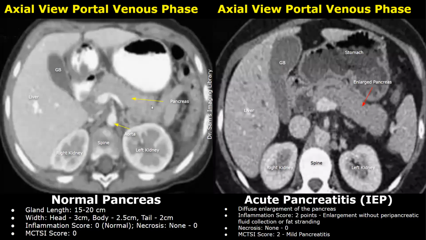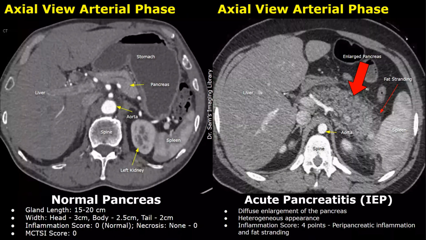and over here is another image of acute interstitial edematous pancreatitis. The pancreas appears enlarged without any peripancreatic fluid collections or fat stranding. Inflammation score will be 2 points and necrosis score will be 0 points since there is no sign of necrosis. There is sufficient enhancement of the pancreas. The MCTSI score will be 2, that is mild pancreatitis.